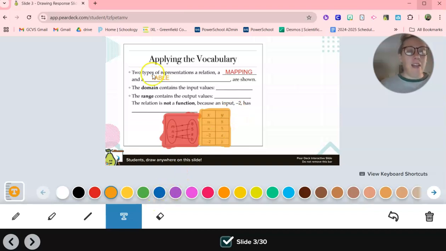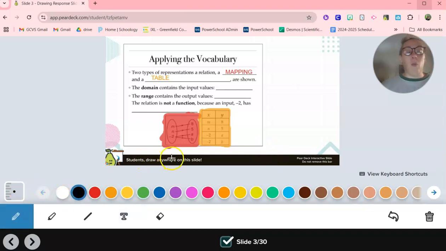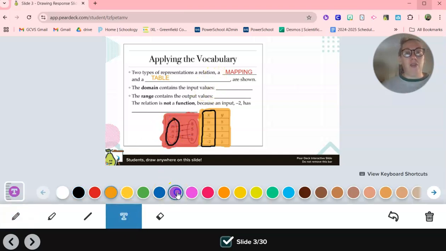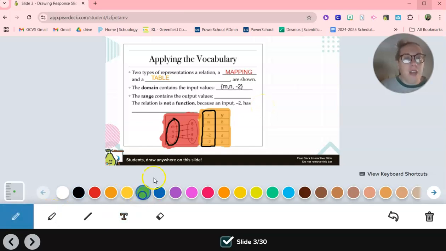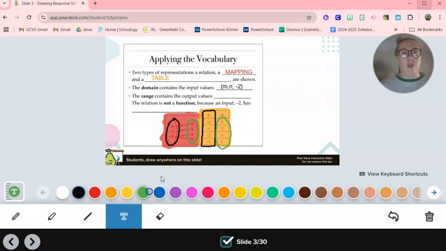The domain contains the input values. So looking at these 2 different ways to represent a relation, the domain is our X's. So here are our input values. We have an M, we have an N, and we have a -2. So I would just write that, in curly brackets, as M, N, and -2. That's our domain. Those are the inputs. The range is the output values, which we have 8, 5, A, and B. That is our range.